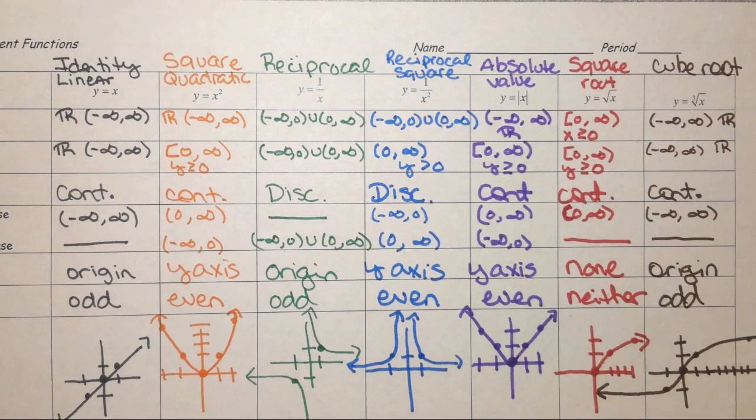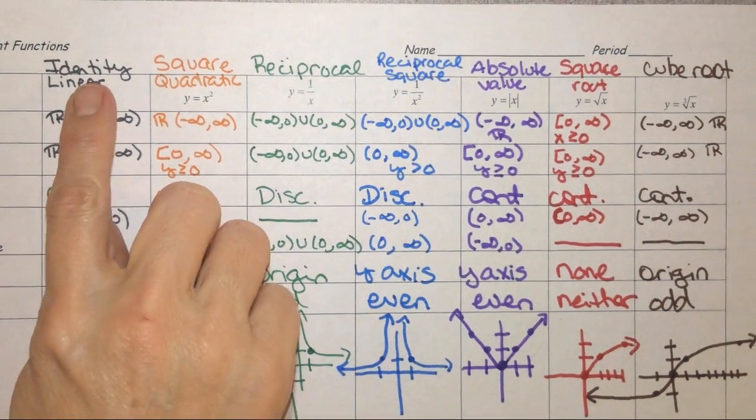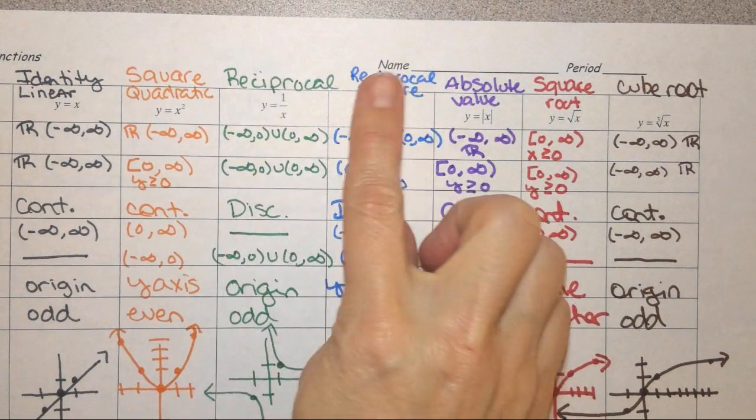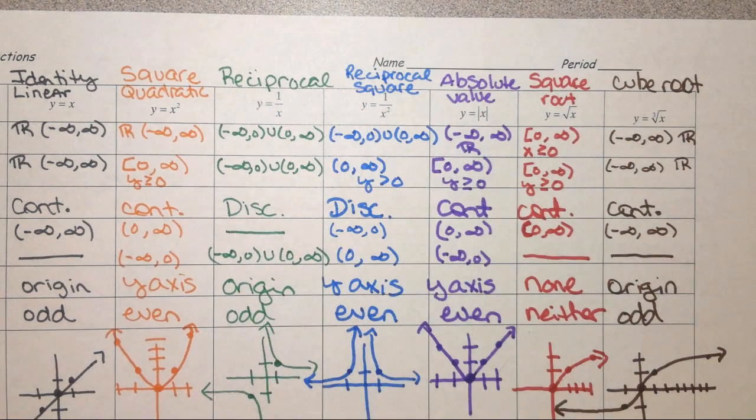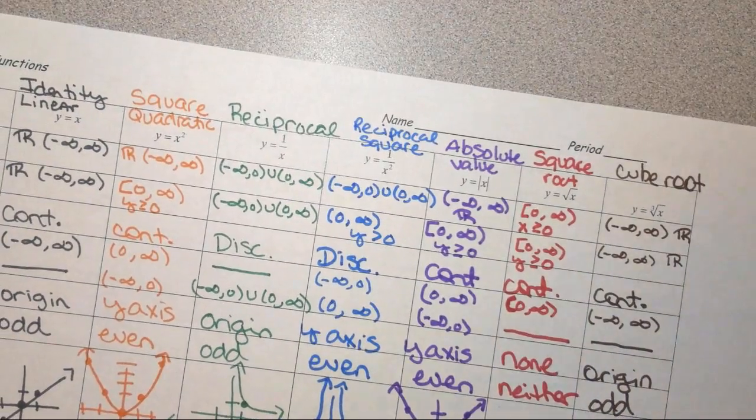Okay, so far all we've done is go over the front of the worksheet. We did our identity, our square, our reciprocal, reciprocal squared, absolute value, square root, and cube root. So now let's go look at the back of the worksheet.